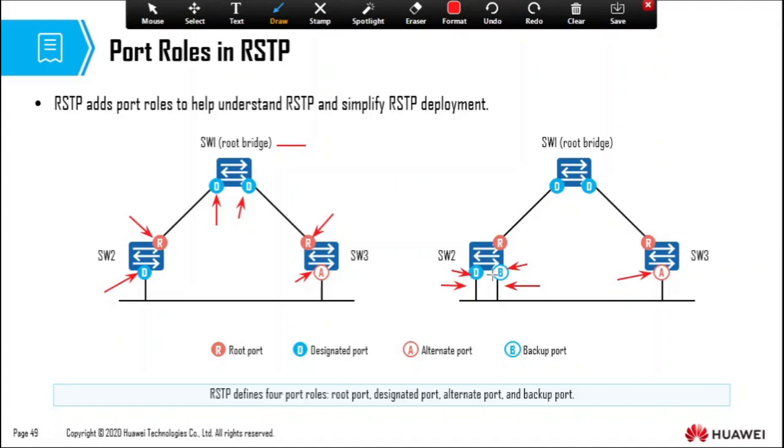So again, we compare the PID to choose between designated and backup here. So that if this designated goes down, then this one becomes the new designated port. So that's why we say that the backup port is the backup of the designated port, while the alternate port is the backup of the root port.